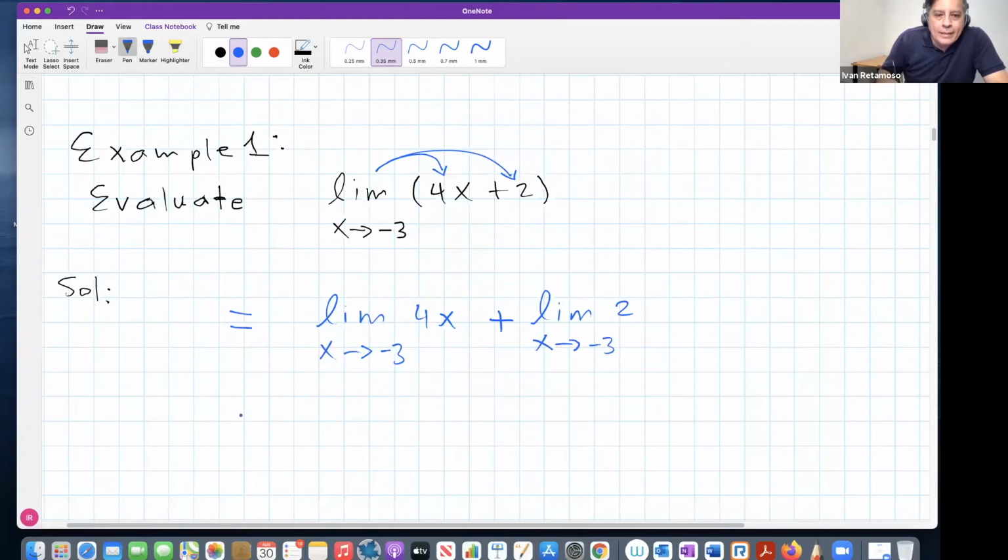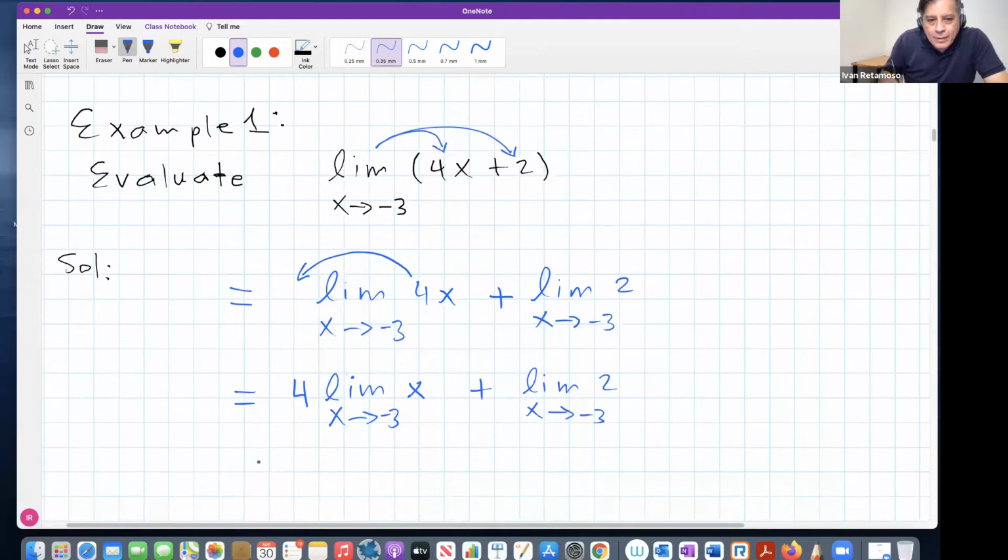Good. Next, I have what is called the constant multiple law, right? That says that if I have a constant multiplying a function, this number 4 is multiplying the identity function, I should be able to take that constant outside of the limit, and focus on taking this limit, right? Great. But now, let's figure out what this is.